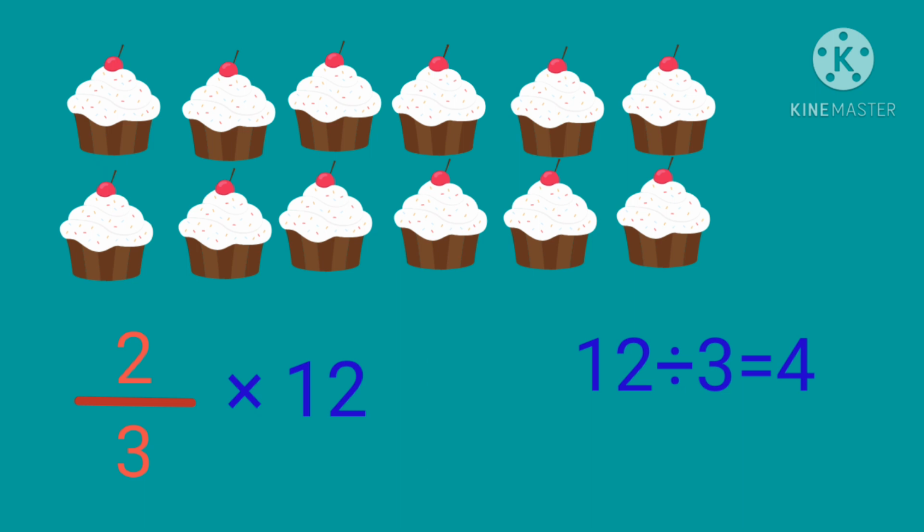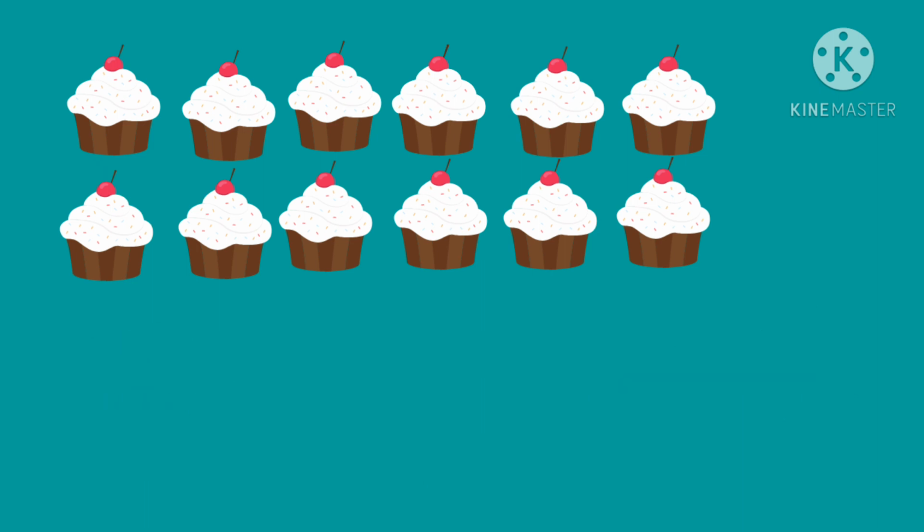Now, we have to multiply the numerator. What is the numerator here? 2 with the quotient or the answer you have got after division. So, 2 into 4 is equal to 8. So, 2/3 of the 12 cupcakes is equal to 8 cupcakes. Okay, so children, I hope you have understood how to find the fraction of a collection.